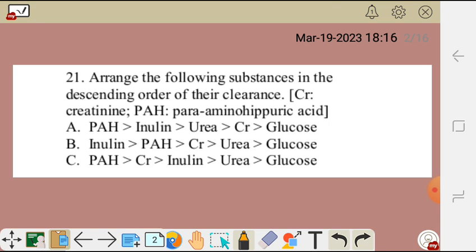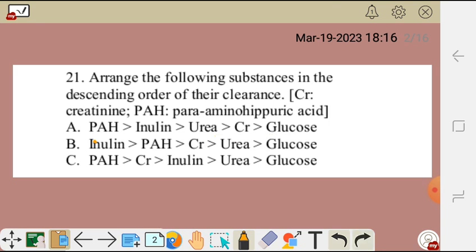Question 21 reads, arrange the following substances in descending order of their clearance. CR simply stands for creatinine and PAH stands for para-aminohippuric acid. Okay, so A, we have PAH is greater in clearance, followed by inulin, urea, creatinine, and glucose.